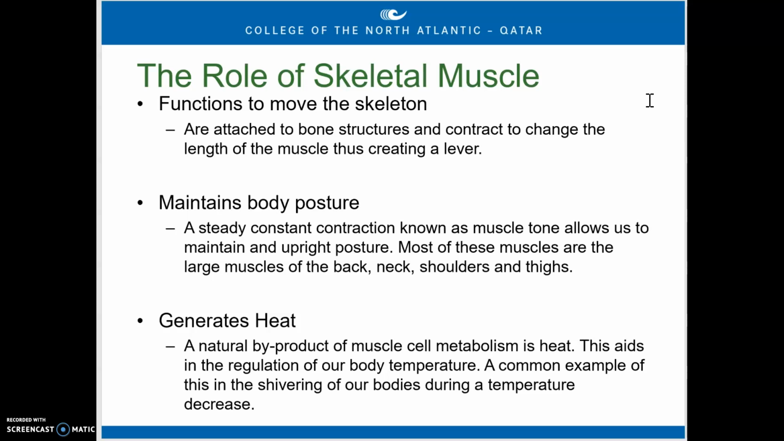Another thing that skeletal muscle does is maintain body posture. Some of the muscles we have, if we're standing up, for example, will be contracted constantly. A constant contraction is known as muscle tone. And muscle tone will allow us to maintain an upright posture. Remember, if we're standing up, our body has to work against the forces of gravity. And in order to do that, we need to have muscles contracted so that we maintain our upright posture. Generally, we'll find this constant contraction in the large muscles of our neck, our shoulders, our back, and our thighs. So that'll allow us to stand upright despite gravity.